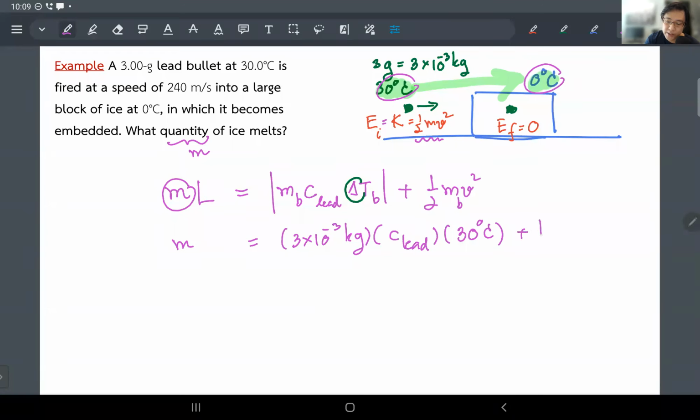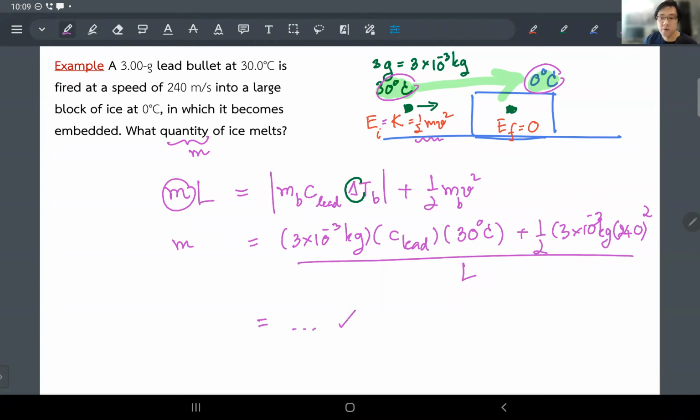Plus, now the initial kinetic energy is just 1/2 the mass of the bullet times the speed of the bullet squared. And that's it, guys. You can calculate everything here and divide it by the L, the latent heat of fusion, and then you're done. You get M, the mass of the ice that melts. Okay, done. Cool.